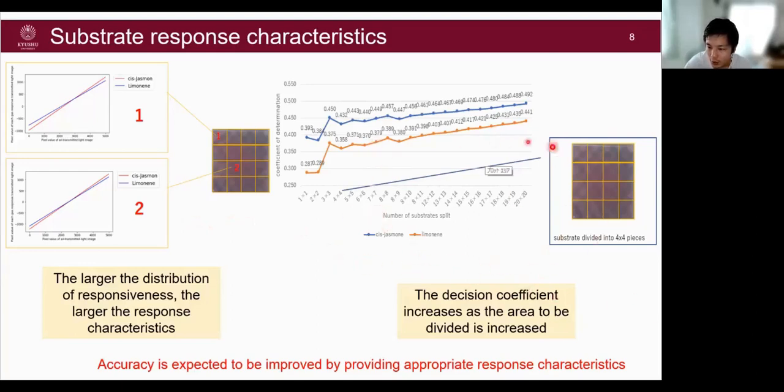Please see the right of the slide. In the figure, the response characteristics are examined for each area of the divided substrate and the average value of the coefficient of determination is calculated. The coefficient of determination is the rate at which the regression line explains the underlying data. The larger the area to be divided, the higher the coefficient of determination. Once the appropriate response characteristics are obtained, the accuracy can be expected to improve.